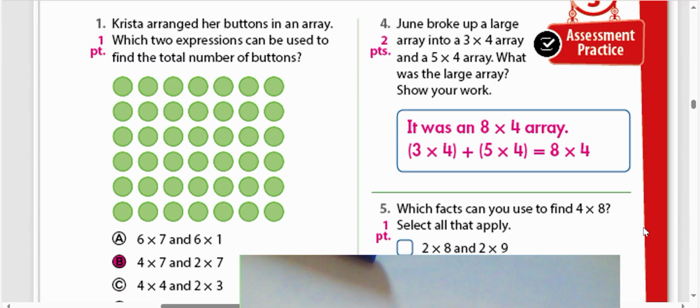Now next question here, how many rows do we have? Count with me: 1, 2, 3, 4, 5, 6. 6 rows. 6 rows we can divide. 6 times 7: 1, 2, 3, 4, 5, 6, 7. 6 times 7, we can write 4 times 7 and 2 times 7.